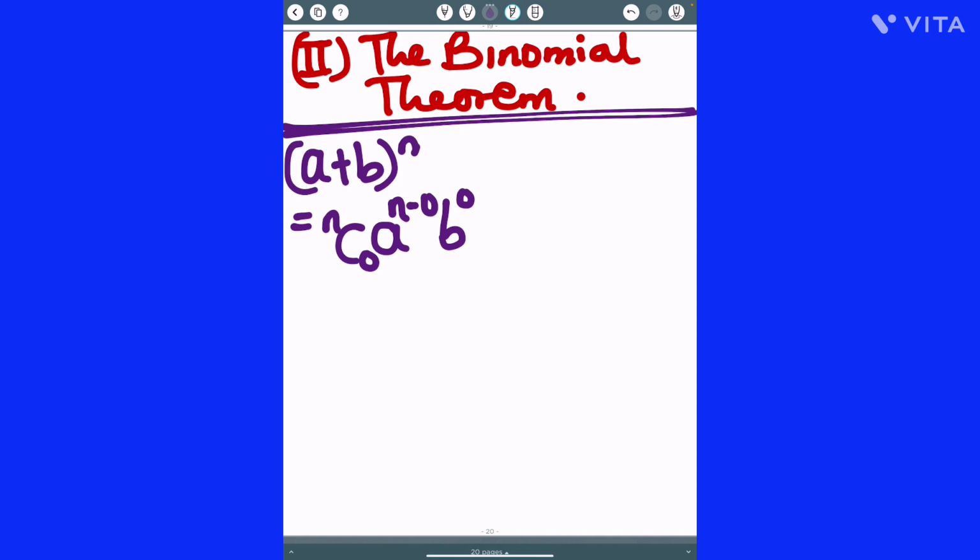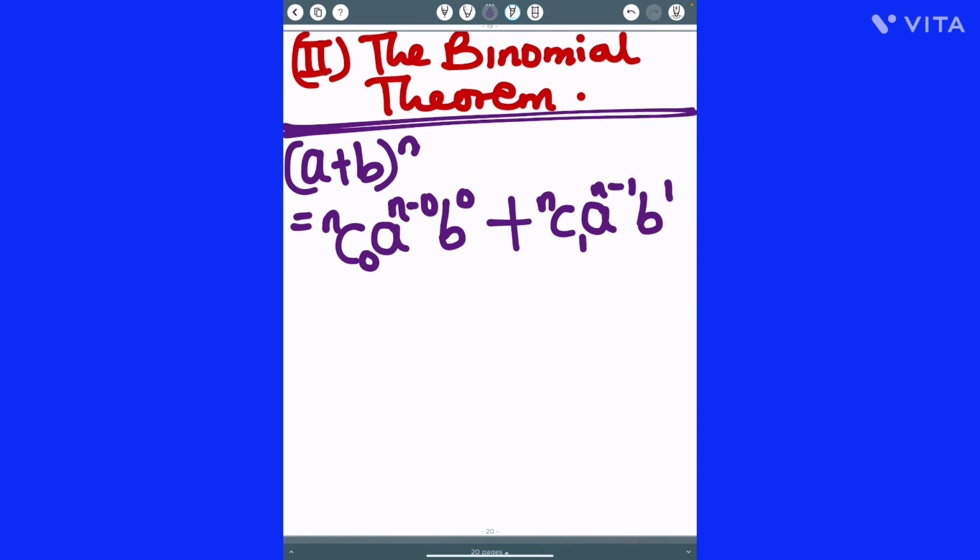This is my a, this is my b, this is my n. That's the first term. The second term should be n combination 1 times a raised to power n minus 1 times b raised to power 1. Notice that in this formula, the powers of a will start from n and that of b will start from 0. The powers of a will reduce from n to n minus 1 and b will increase from 0 to what?